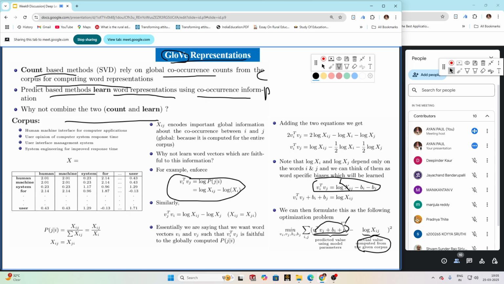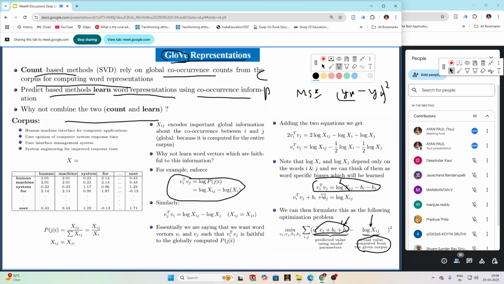Okay, so this portion is the predicted, this portion is the actual, and we always know that MSE, or mean squared error, is (y predicted minus y actual) the whole squared. Same thing here: we have the predicted values that we get from our predict based model, and the actual values on the other side that we get from our SVD or count based model. If we combine these two and minimize the loss, we get our GloVe representation. So this is the idea.